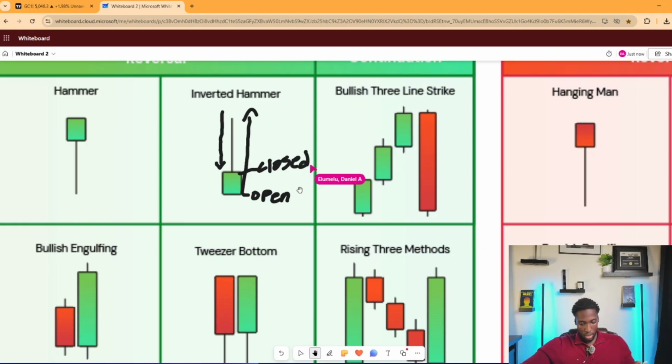Let's do one more. I don't know why they added this to bullish. This to me looks like a bearish engulfing. And with the bearish engulfing, this is actually a bearish signal. So this chart is wrong. But what happened here? Bullish, bullish, bullish. One bearish candle wiped out all of these bullish candles.